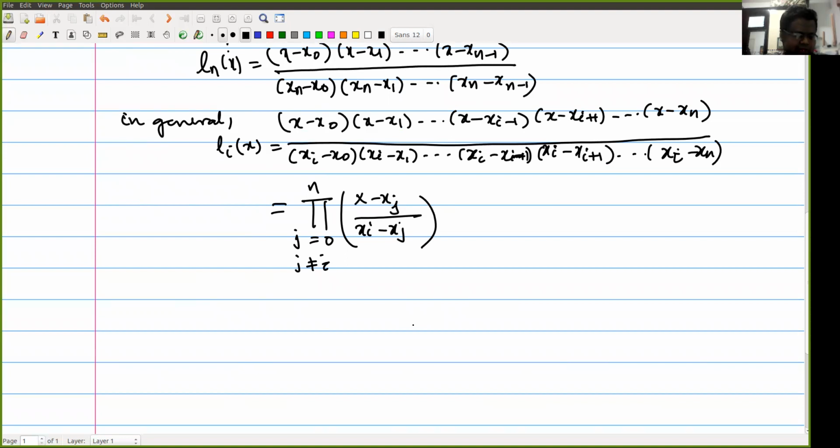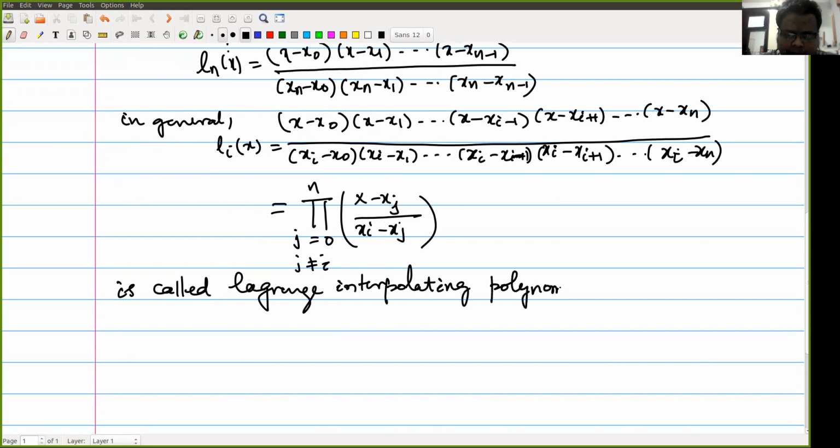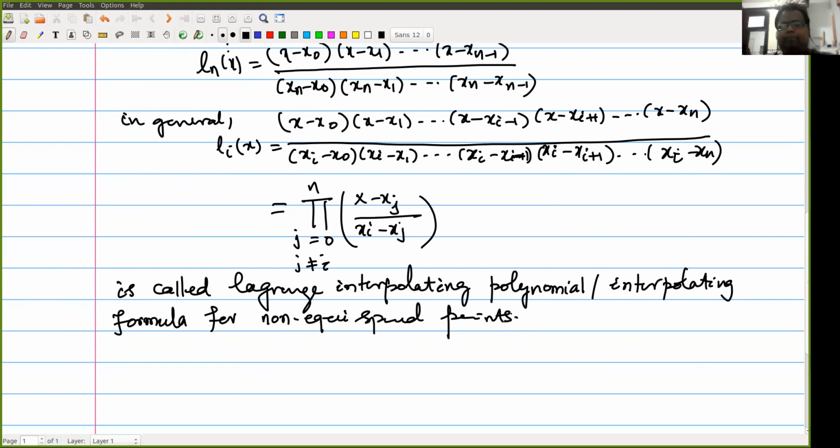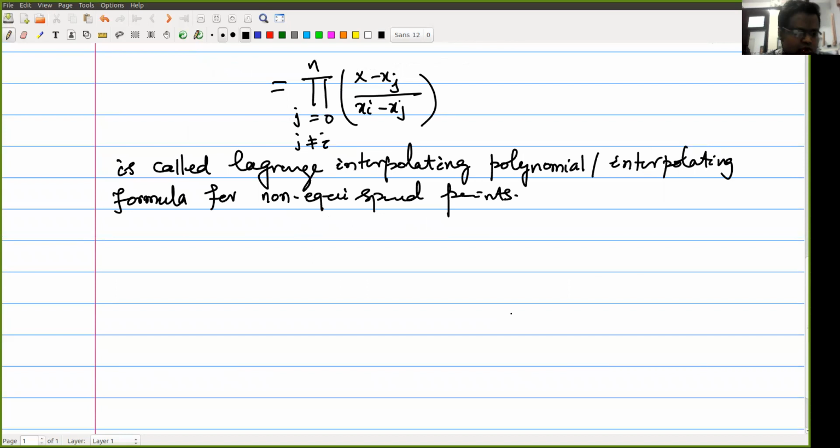This is called the Lagrange interpolating polynomial, or you can say interpolating formula, for non-equispaced points. Let us do one example quickly.